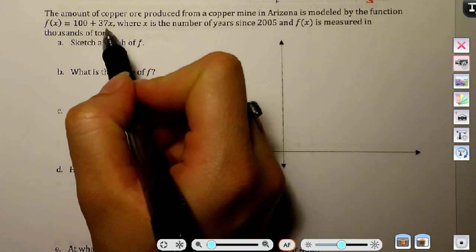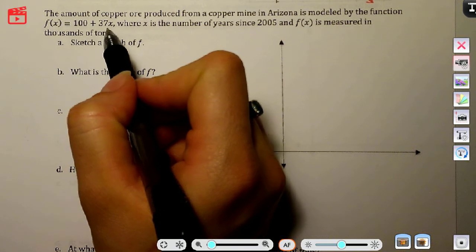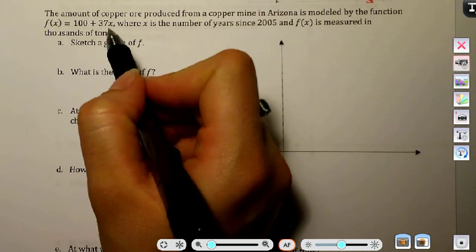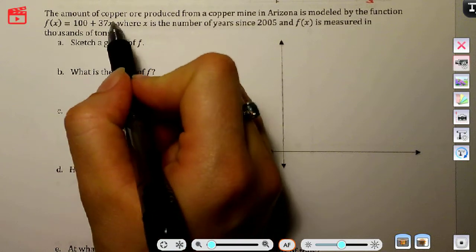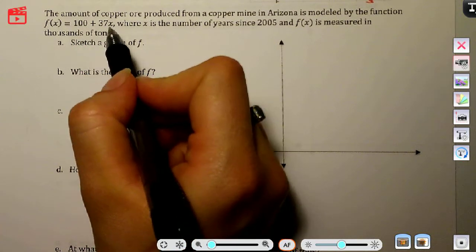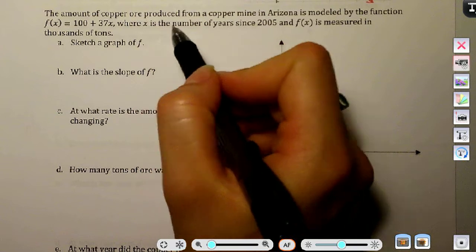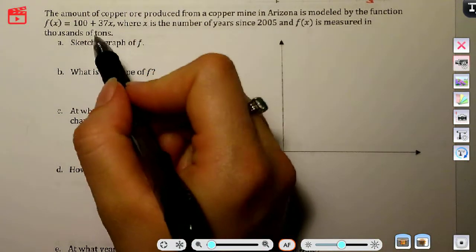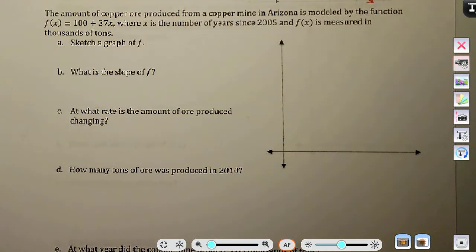Sometimes you have to create the function, which is how we were practicing writing the equation of lines. Remember when you had to find your slope and your intercepts and whatnot? That would be an application for writing equations of lines. But here we're given the equation, where x is the number of years since 2005, and f of x is measured in thousands of tons. We're asked to sketch a graph of f. And notice on my graph here, I am not actually given any tick marks. So it's up to me to decide how I want to graph this.